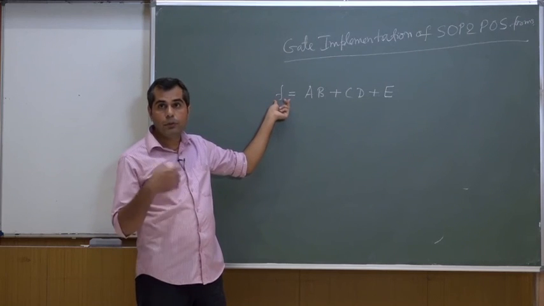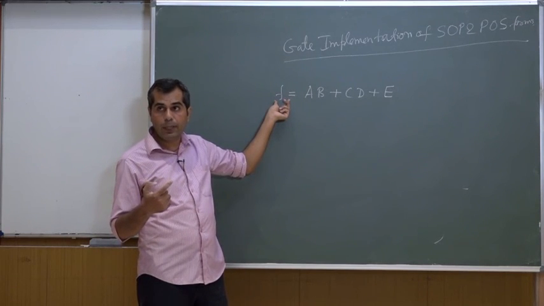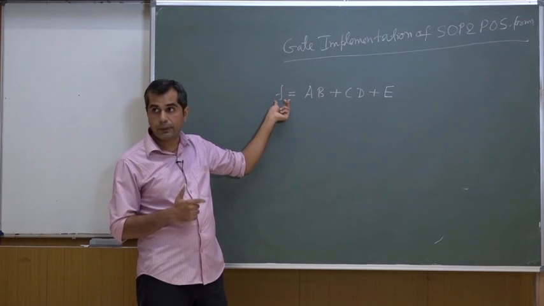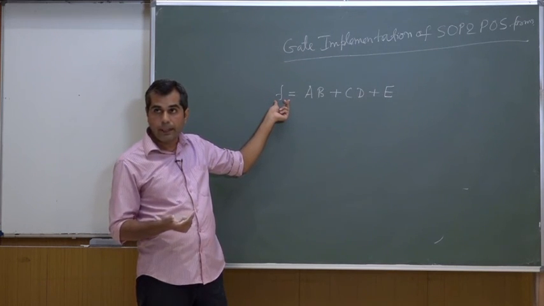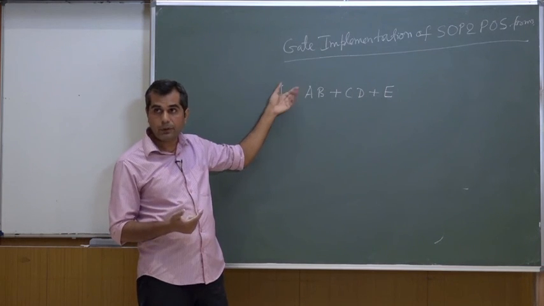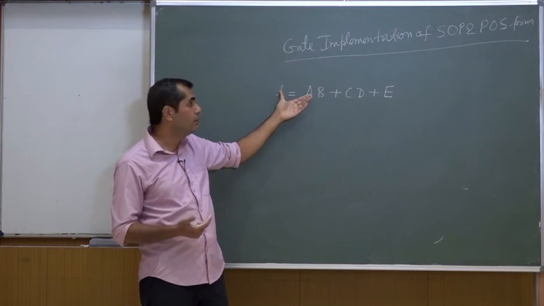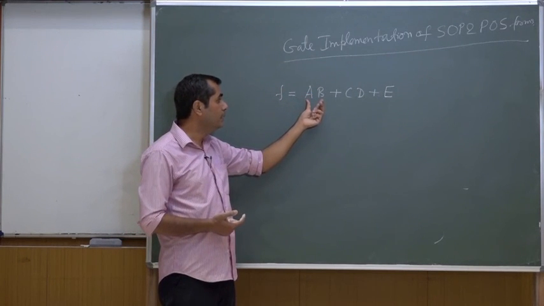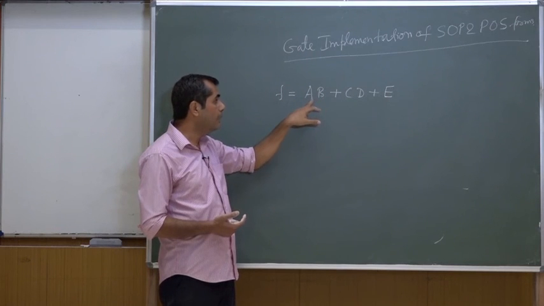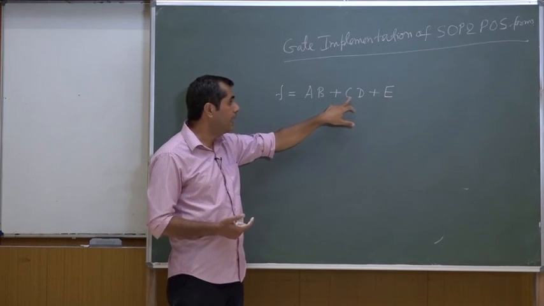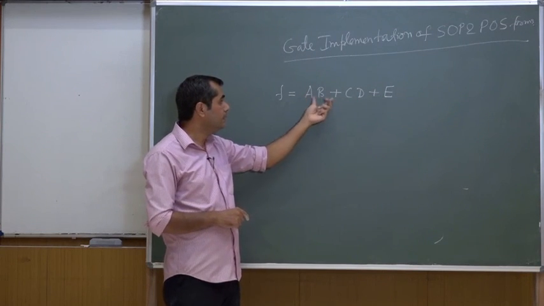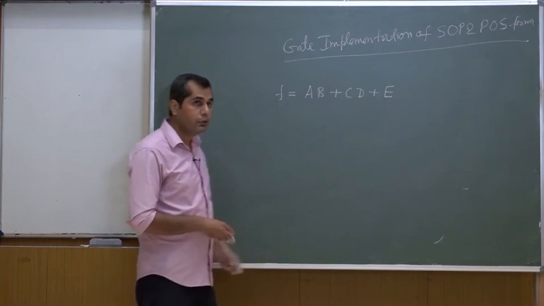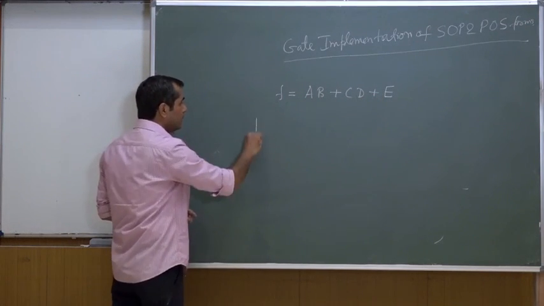How to implement the hardware for this given function, that is our objective. Hardware means we have to implement the function using gates. And we can use AND gates and OR gates, as it is obvious here. First of all, I will perform the AND operation on A, B, taking two variables, then the AND operation on two variables C, D. Then I will finally perform an OR operation on these terms. So, the AND-OR implementation for this given function may be like this.